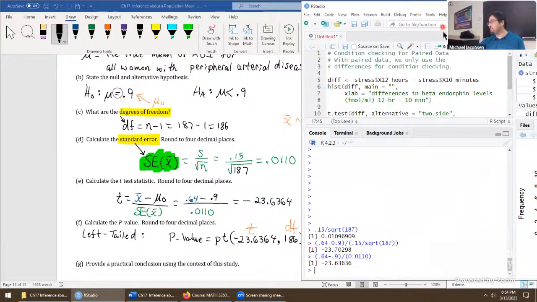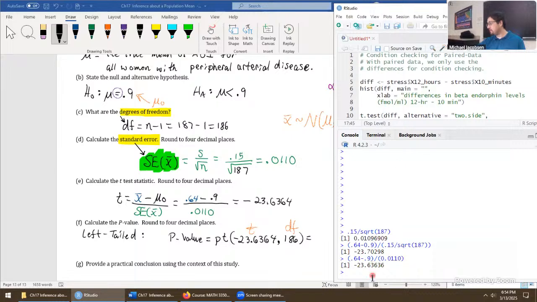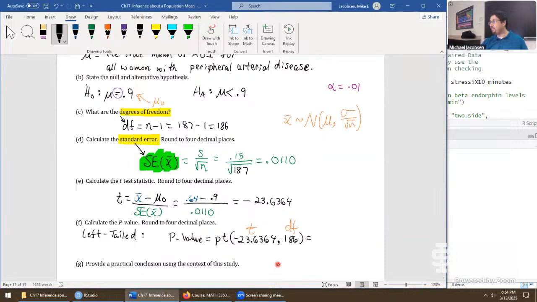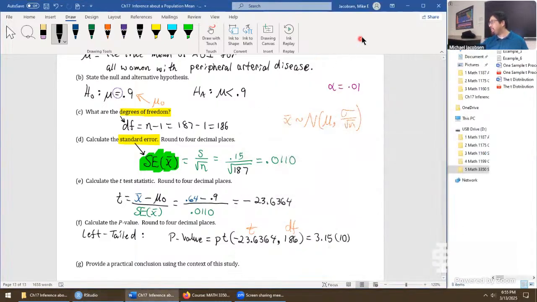and let's see what we get in RStudio. Probably scientific notation, so let's see the format of our answer. So go pt, negative 23.6364, 186, and look at the order of magnitude on that. That is 10 to the power negative 58. We're getting to the point where we're really close to not even being able to represent this number in this kind of environment. But let me just capture a couple digits, and most importantly, the exponential notation. 3.15 times 10 to the power, I already forgot that magnitude, negative 58.